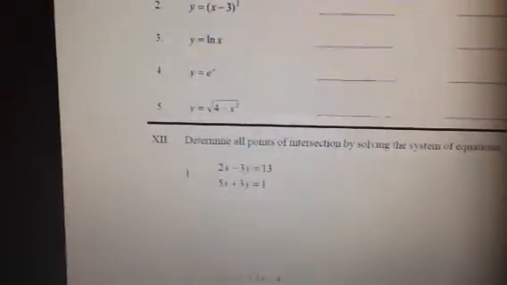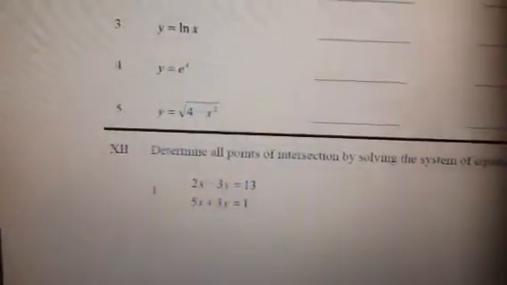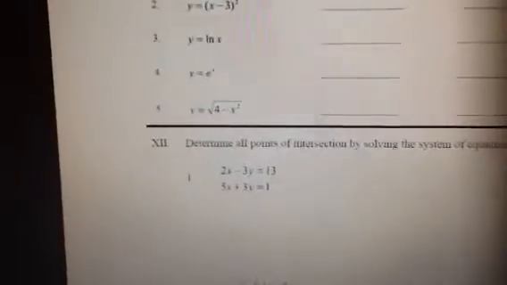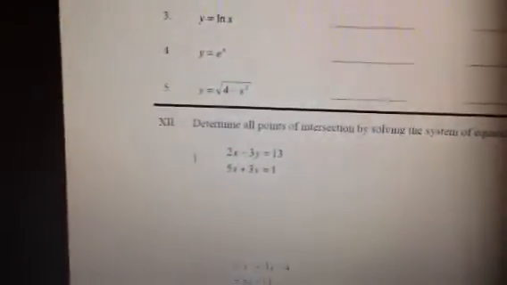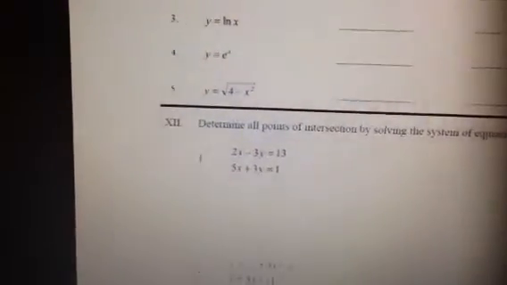For this one, ln x, range is all real numbers. Domain is all real numbers greater than 0. For this one, e to the x, range is all real numbers greater than 0. Domain is all real numbers. So it's switched here. It's flipped.